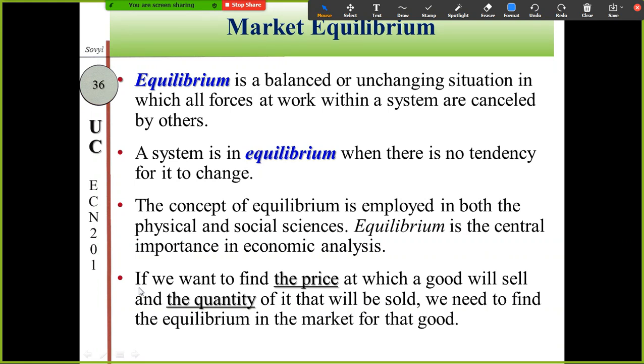In one product market, if we want to find the price at which a good or service will sell, and the quantity of that good or service that will be sold, we need to find the equilibrium in the market of that good. This means that if you want to find what price this market sells and buys the good at, and how many units of the product can be sold and bought, we need to find the market equilibrium for that product.